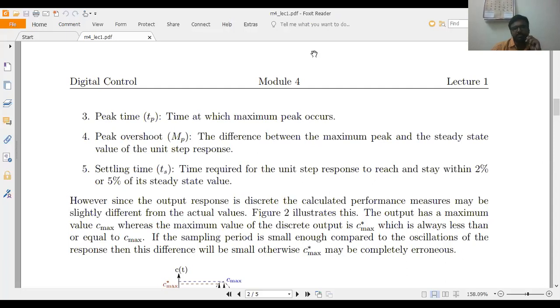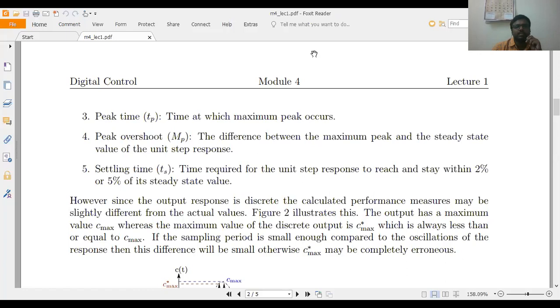And while talking about settling time, which is the fifth transient response specification, settling time is very, very important. That means the system comes to its rest position. It is represented as t suffix s, where t is time and s is settling. It is commonly called the settling time.